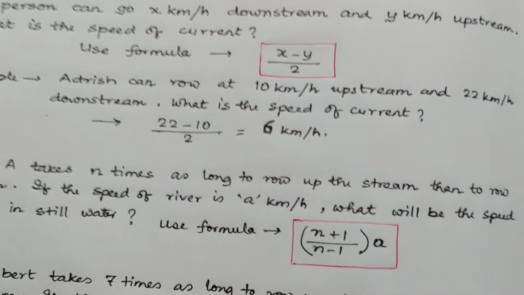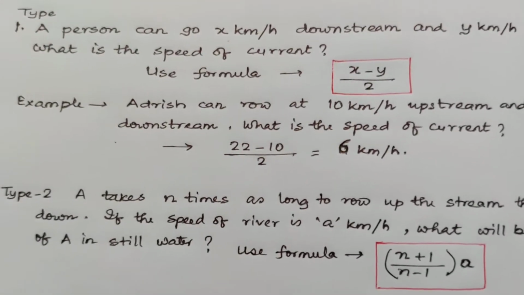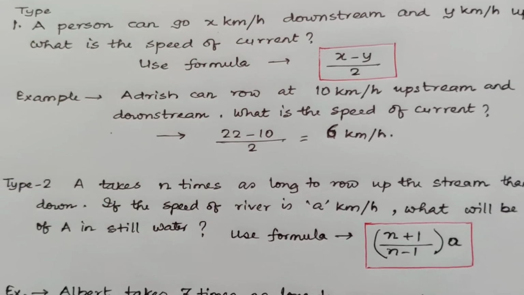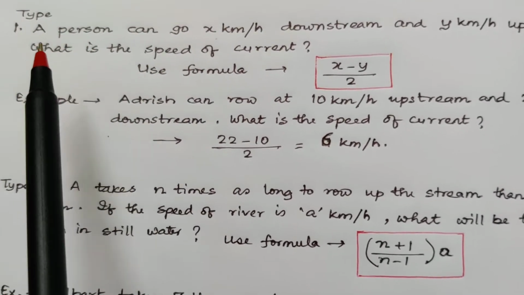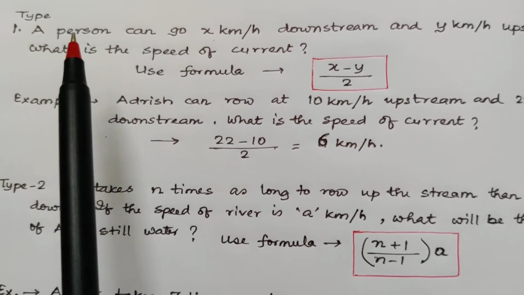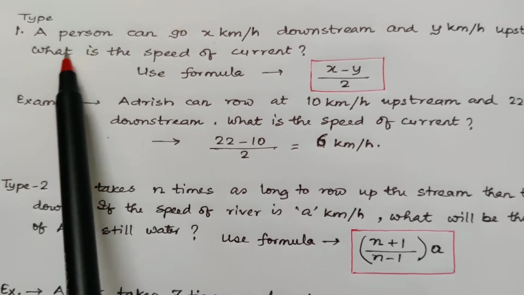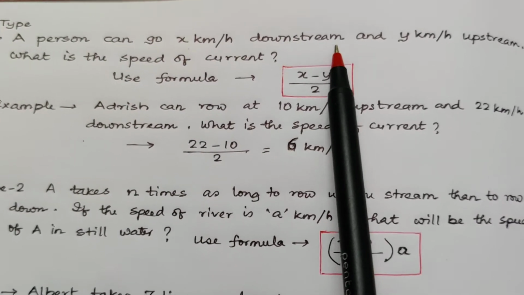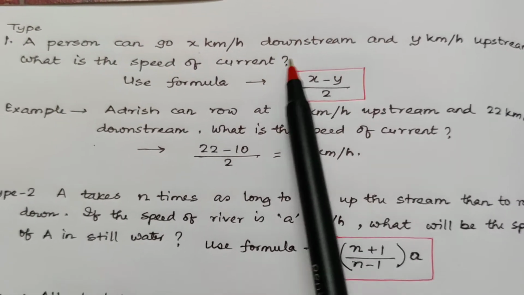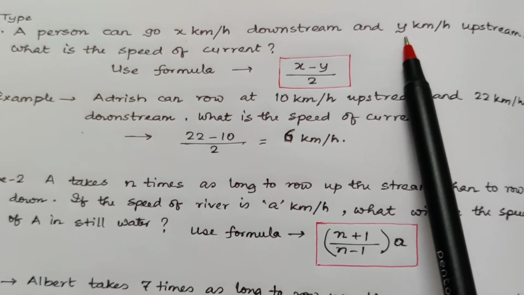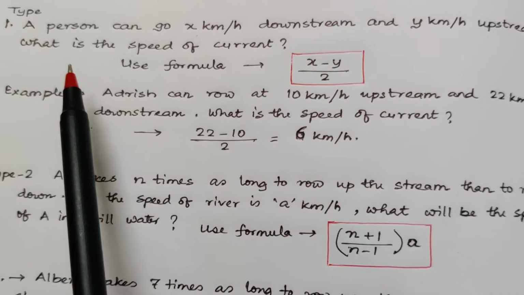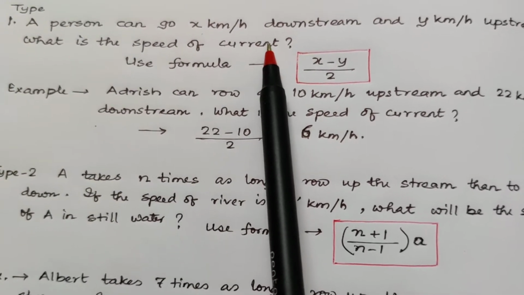Here we are. This is type 1. We are going to learn a few types. Type 1 says that this is the sample problem. A person can go x kilometer per hour downstream. Downstream means with the current, and y kilometer per hour upstream. Upstream means against the current. Then what is the speed of the current?